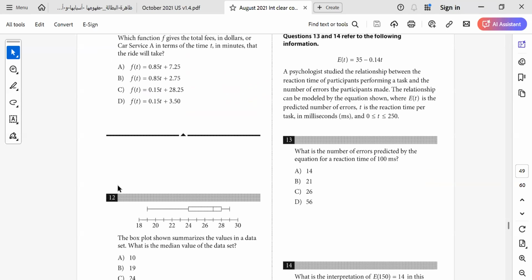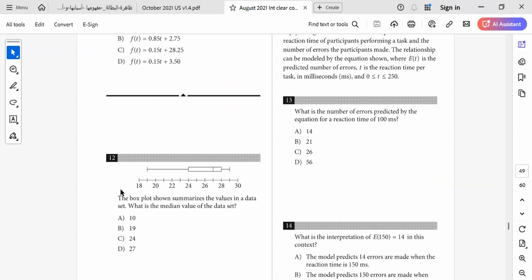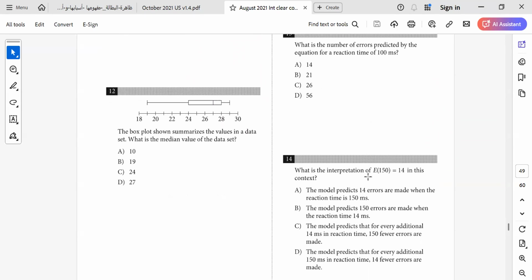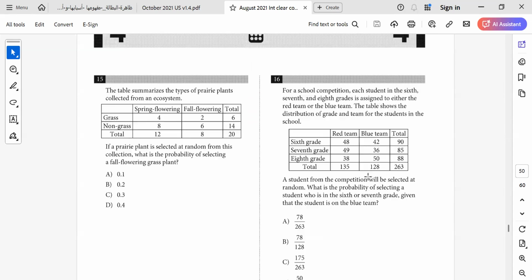Okay. As I told you, the box and whisker or the box plot, the median is this number, the median. 27. Guys, up to question 15. Question number 17.